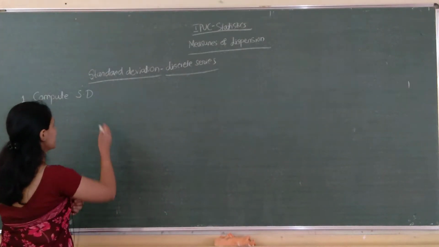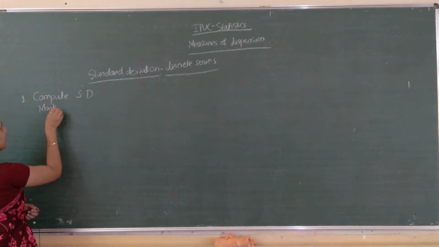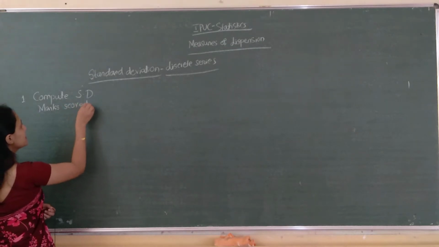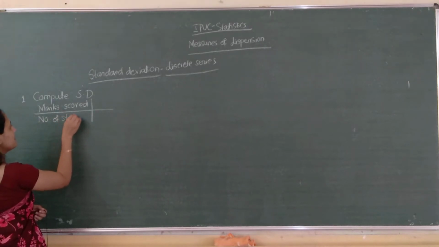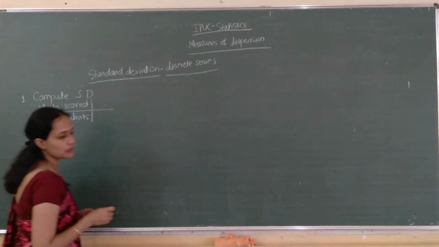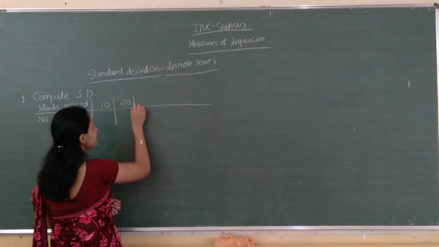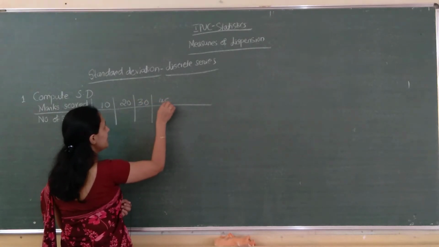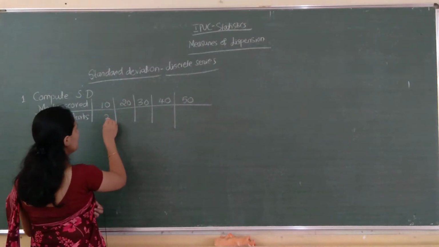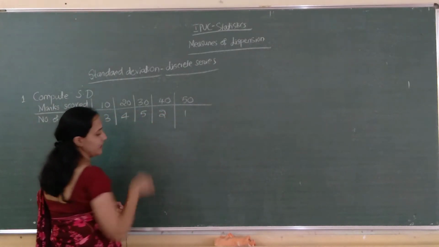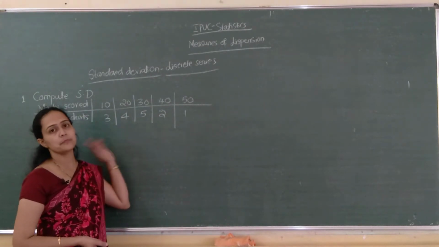Compute standard deviation for the following data: marks scored 10, 20, 30, 40, 50, and number of students 3, 4, 5, 2, 1. This is the first problem.